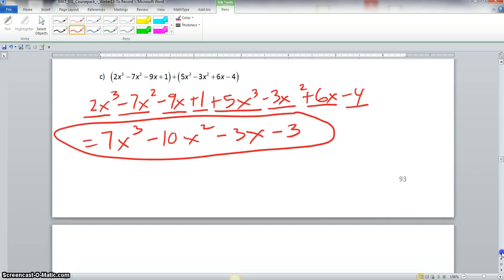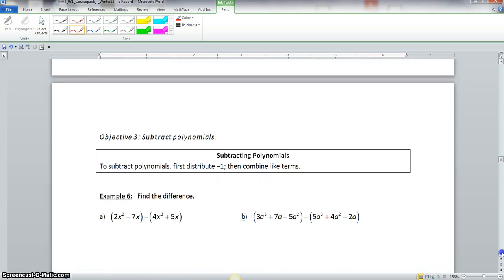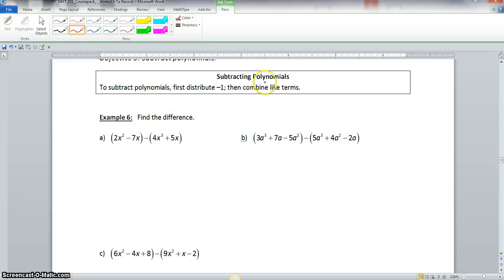Now, we scroll down here to the next page. We want to subtract polynomials. To subtract polynomials, first distribute -1, then combine like terms. So we start this off the same as we do with the addition. We see if they have anything in common inside the parentheses. See if there's any exponents or any multiplications. So we will pull this out of the parentheses. So this would be 2x squared minus 7x.